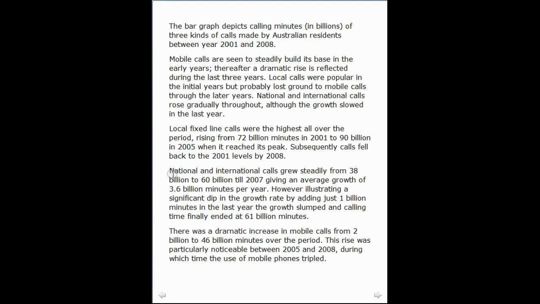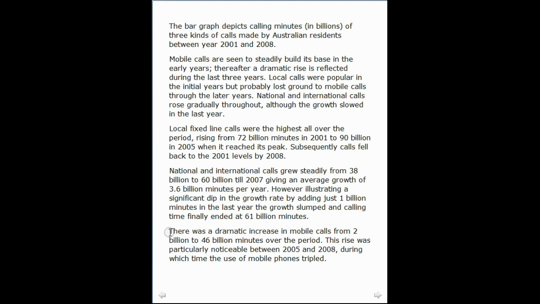Now the second group, the national and international calls. National and international calls grew steadily from 38 billion to 60 billion till 2007, giving an average growth of 3.6 billion minutes per year. However, illustrating a significant dip in the growth rate by adding just 1 billion minutes in the last year, the growth slumped and calling time finally ended at 61 billion minutes.